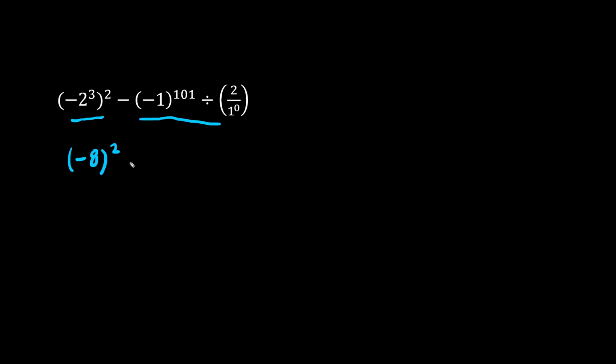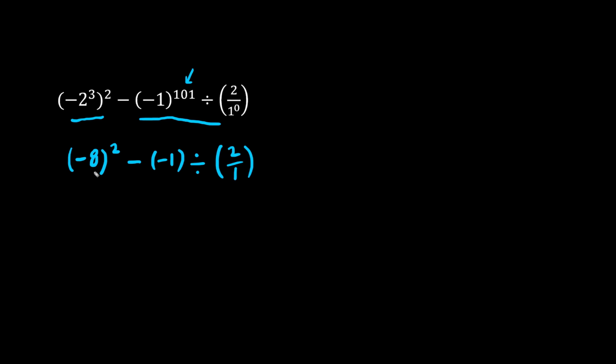We have a minus sign, and we have negative 1 to the exponent 101. What is negative 1 times negative 1 times negative 1, a repeating number of times, 101 times? Because 101 is odd, the overall result becomes negative 1. And we're dividing by 2 divided by 1, because anything to the 0 is 1.